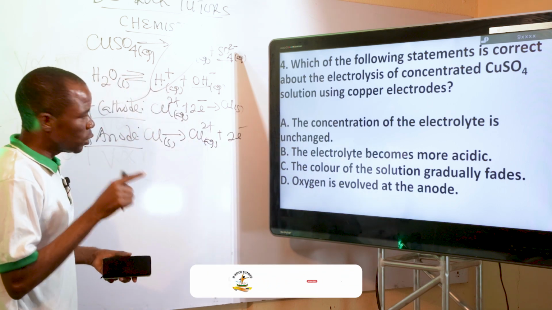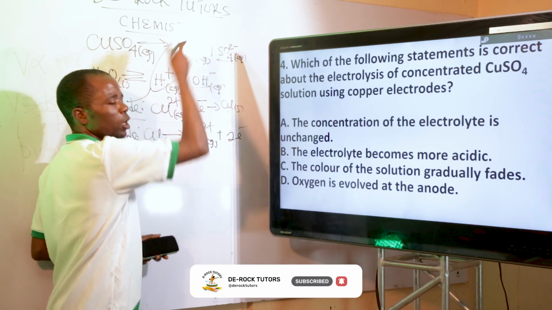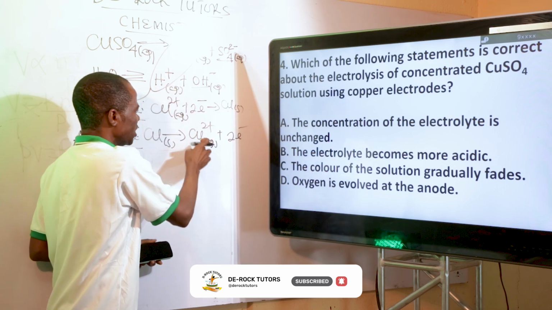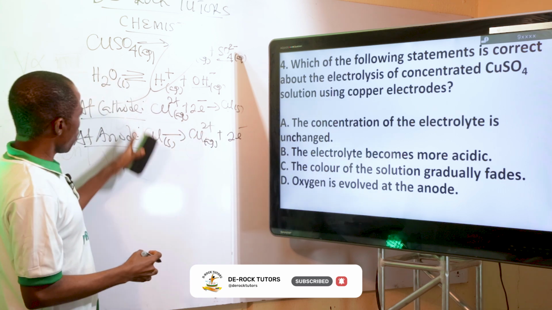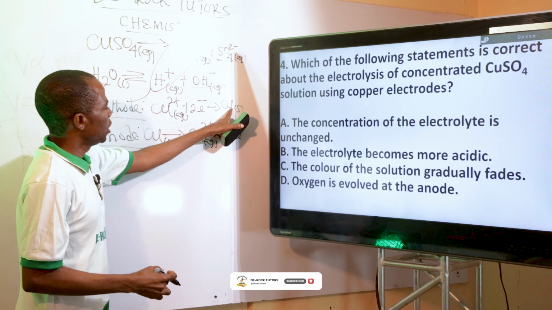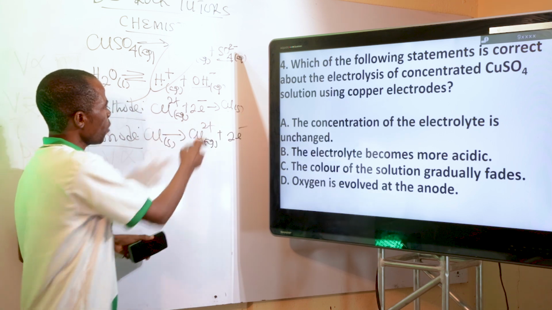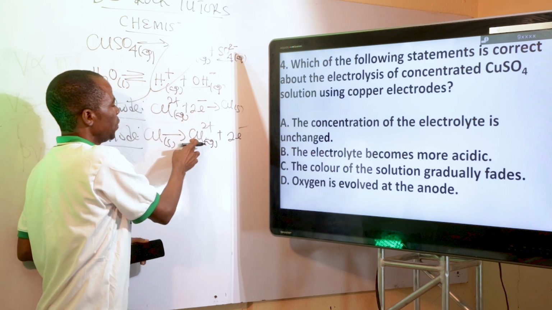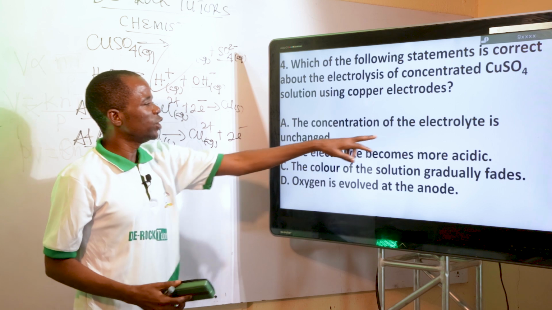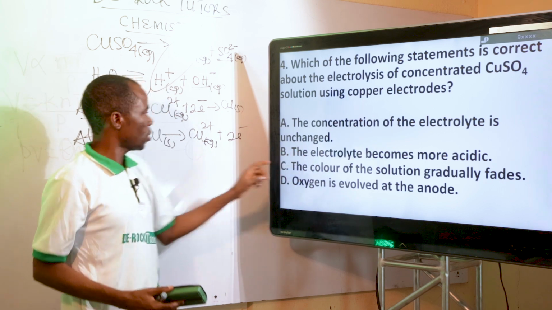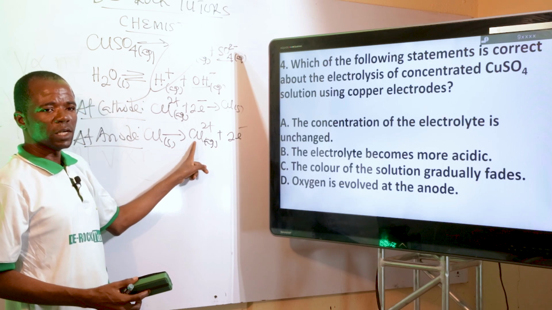So essentially, what is happening is there is deposition of copper. Copper is being lost at the cathode, and the copper that is being lost at the cathode is being replaced at the anode. So the reaction occurring at the cathode is deposition, and the reaction occurring at the anode is dissolution. So the concentration of the electrolyte will remain unchanged because the copper that is lost at the cathode is simultaneously being replaced at the anode.